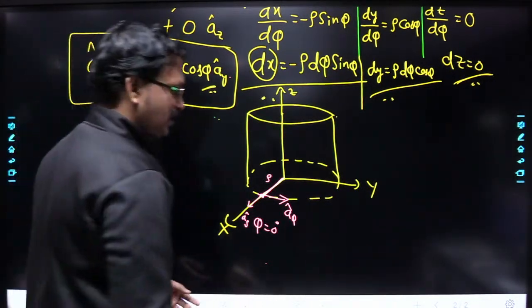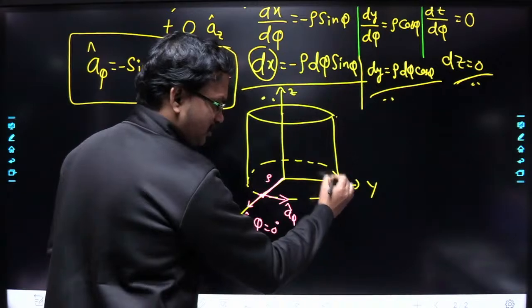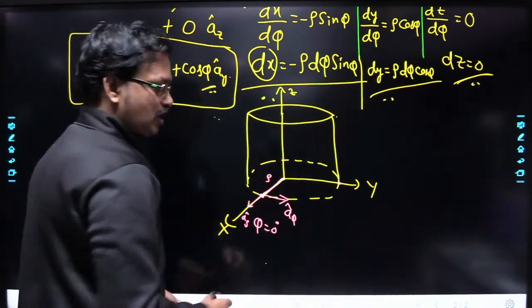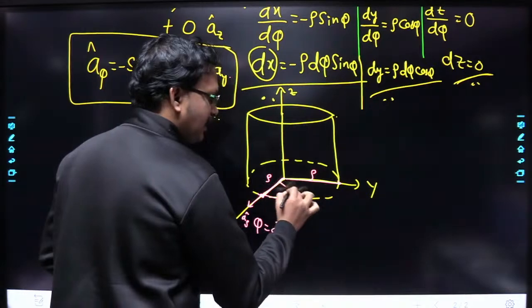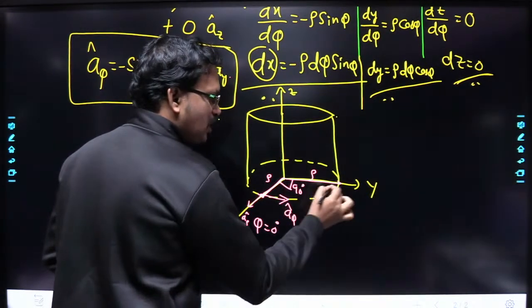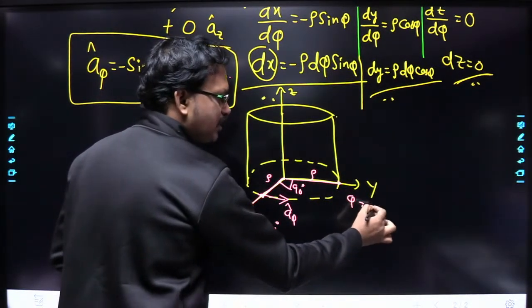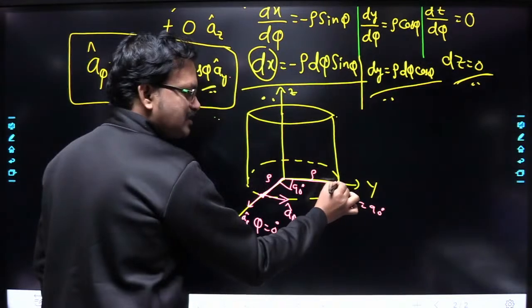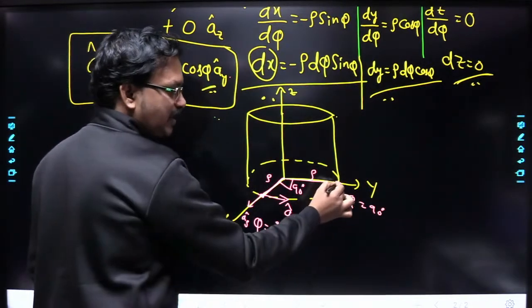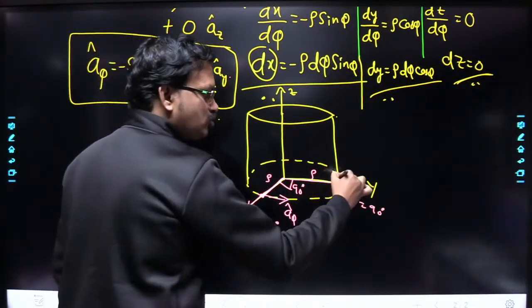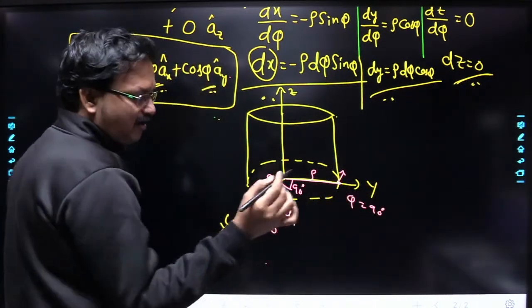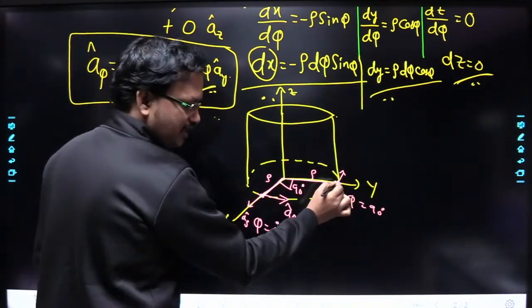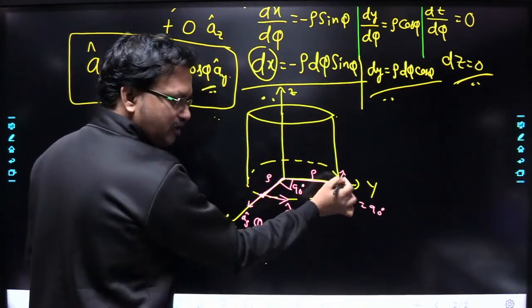Understood? Similarly, if you go to this point here, which is at a normal distance rho, the angle from here to here is 90 degrees. Now in this case phi is equal to 90 degrees. If you draw the tangent at this location, it is going to point into the board, or not? It is going to point into the board here. I cannot draw into the board. So here a phi cap is going to point into the board.